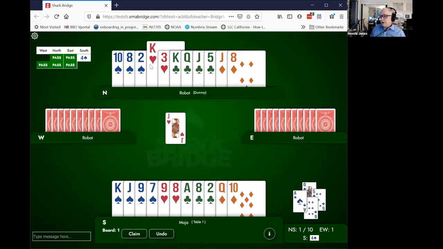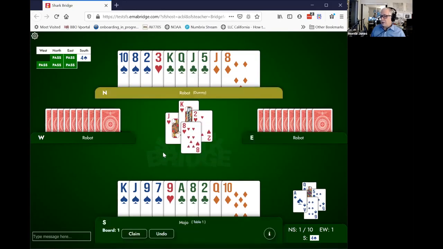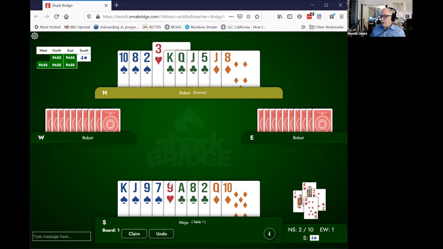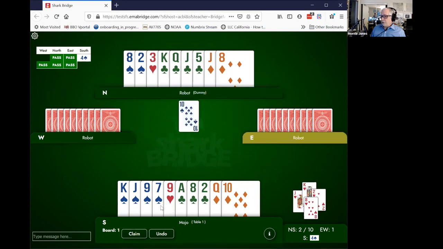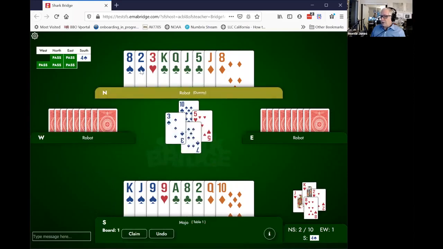They'll continue the hearts, and now, of course, my heart loser is a quick loser, because if I give the opponents the lead again, I will not be able to get rid of that heart loser. So I'll finish drawing the trumps, and it looks like I'm going to have to play 3 rounds of trumps just like before.